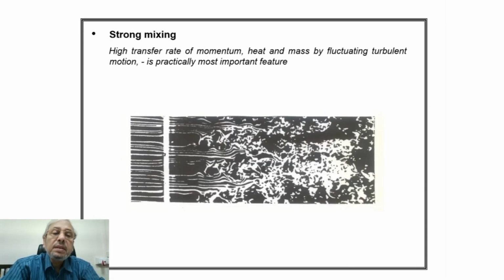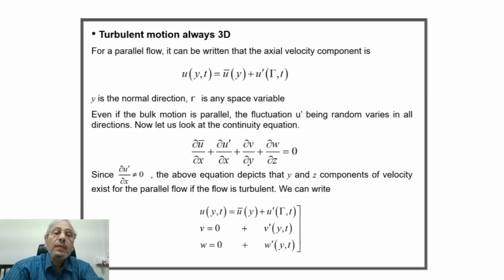Strong mixing. So basically high transfer rate of momentum, heat and mass by fluctuating turbulent motion is practically the most important feature of turbulence. Turbulent motion is always 3D.